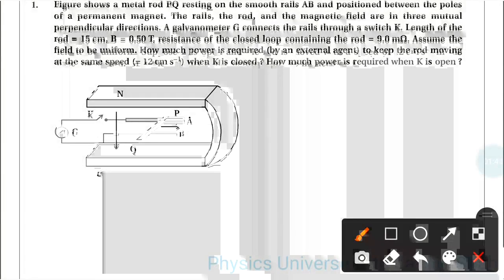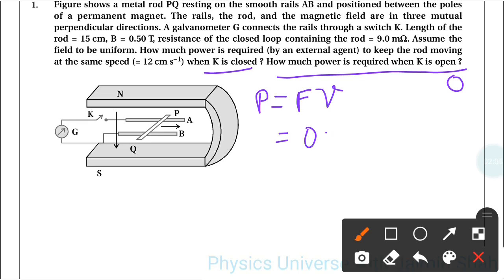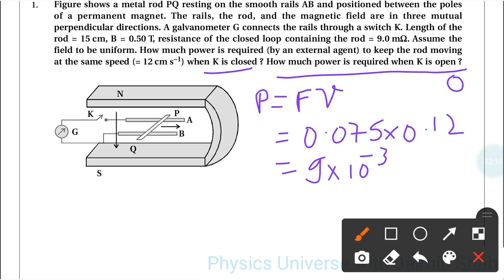Now next question is, how much power is required to keep the rod moving at the same speed when key is closed? How much power is required when key is open? When key is open, power will be 0. When closed, P is equal to F into V. So F is 0.075 into V is 0.12, so that is 9 into 10 raised to minus 3 watt. So this is the power.